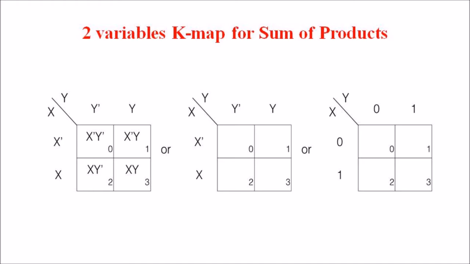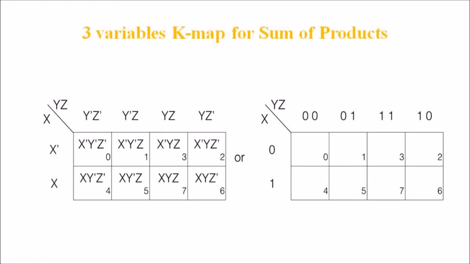Next, we are discussing the 3 variable KMAP for SOP. Say we have 3 variables x, y and z, then there will be 2 raised to 3, which is equal to 8 cells in the KMAP. In the representation, x is represented as a row and yz as columns. The row x has the values 0 or 1, and the columns yz have the values 00, 01, 11 and 10. Each cell has a subscripted number at the bottom right corner. It is the value of the minterm. So, if a cell has the number 7, then it represents the minterm M7.